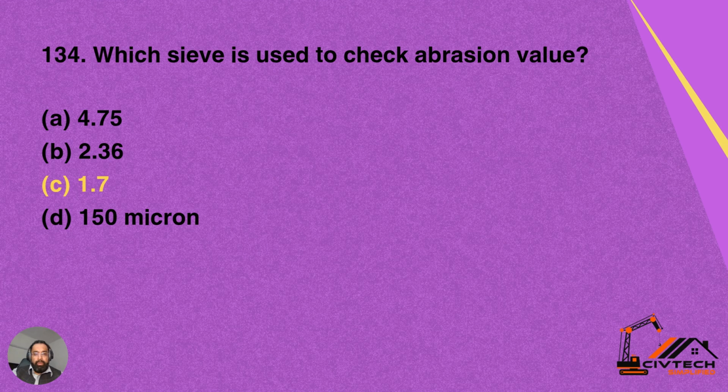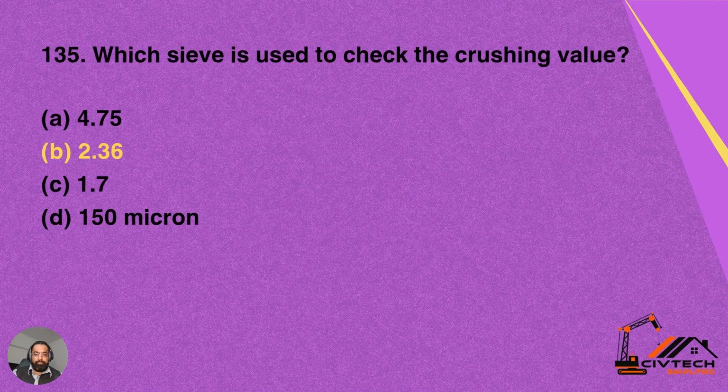134. Which sieve is used to check the abrasion value? Option A is 4.75. Option B is 2.36. Option C is 1.7. And option D is 150 micron. So the sieve used to check the abrasion value is 1.7. Option C is the correct answer for this question.